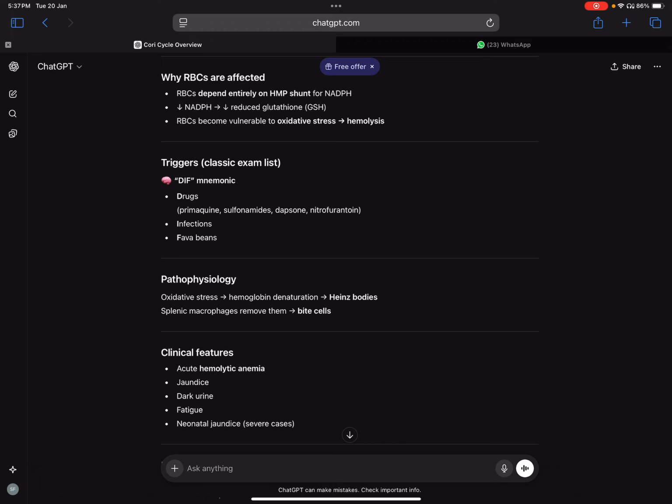What are the triggers? What are the precipitating factors in G6PD deficiency? What do precipitating factors mean? It means the trigger factors, right? So you have drugs, infections, and fava beans. Drugs: antimalarials, antibiotics, analgesics, antipyretics, and then we have infections and fava beans, which lead to favism. And yeah, that's it.